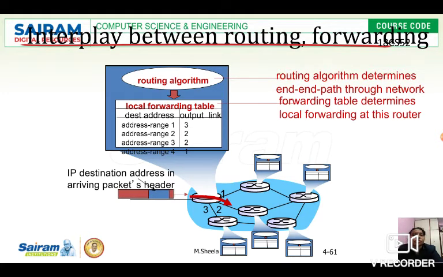Yes, as I said, the routing algorithm determines the end-to-end path through the network. There are two tables, the forwarding table and the routing table. Here they speak about the forwarding table also. It determines local forwarding at this router, that is, the next hop. This forwarding table helps us to find the best path for the next hop, that is, the next stop or the next node.